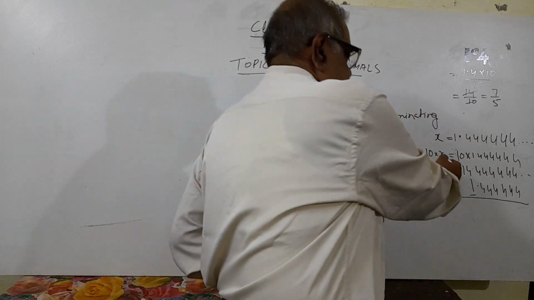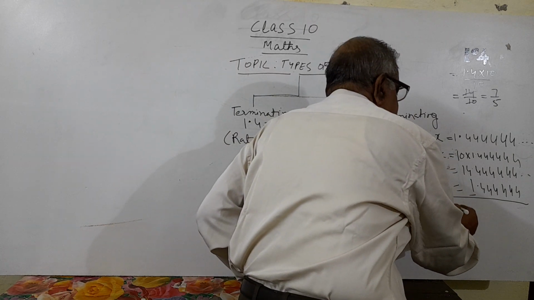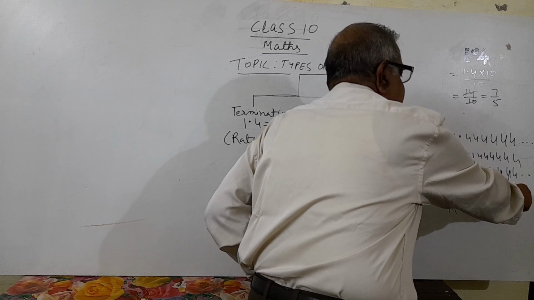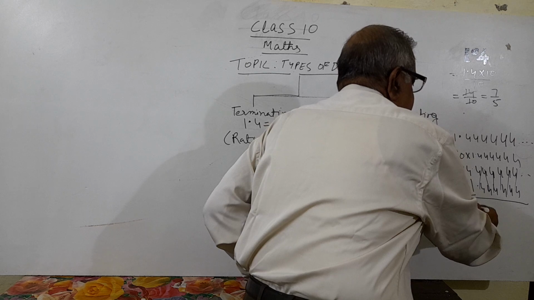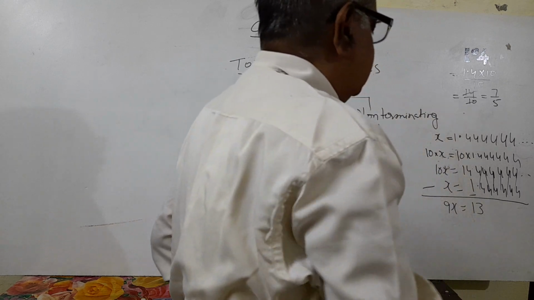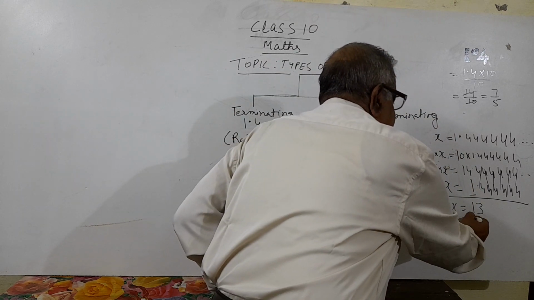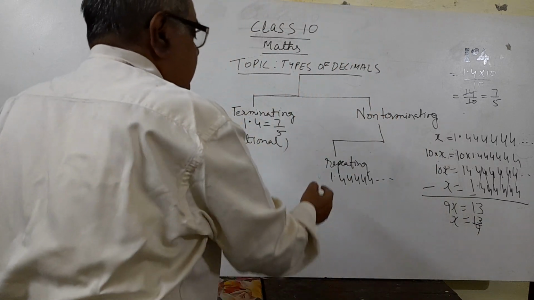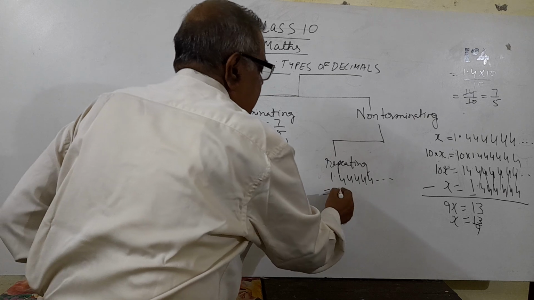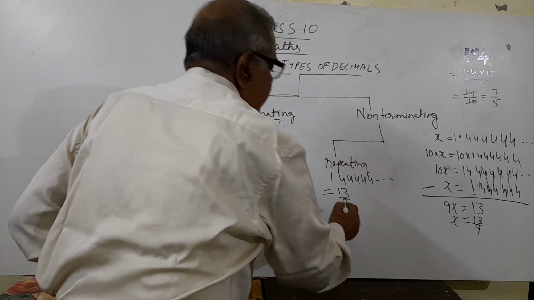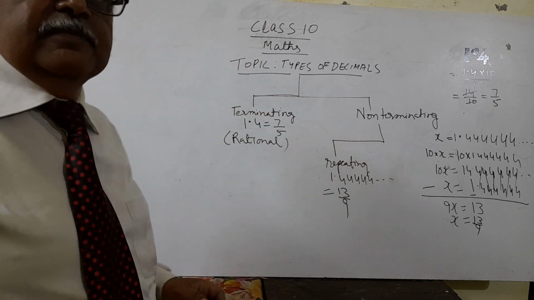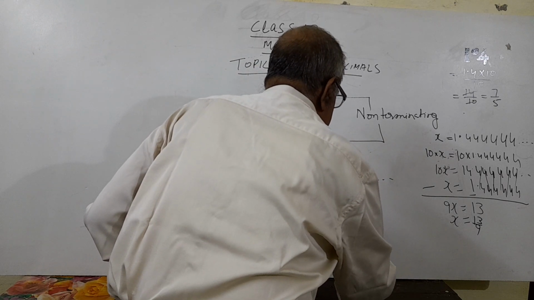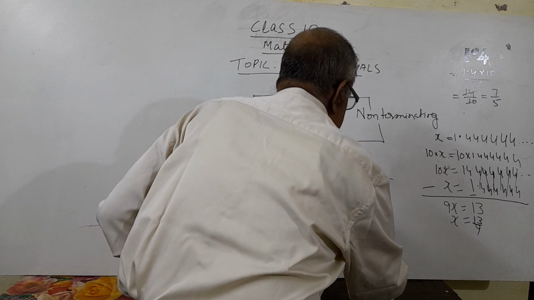10x minus x is 9x. All these 4s are going to cancel. 14 minus 1 is 13. So what do you get? x is equal to 13 upon 9. So very interestingly, a repeating decimal is also becoming a fraction. So a repeating decimal is nothing but a rational number.